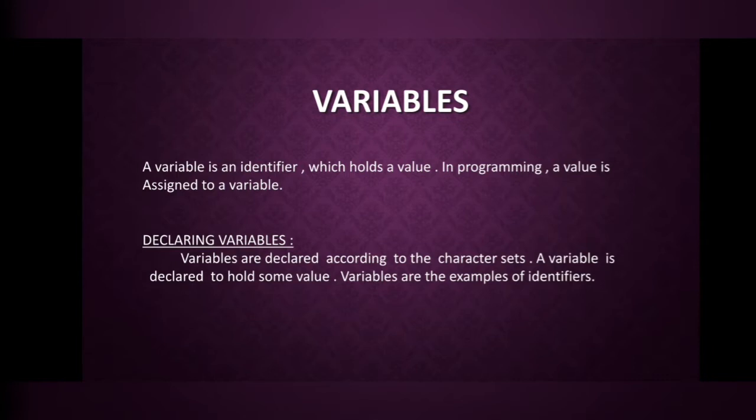A variable can be used to define the name of an identifier. An identifier is a name used to identify a variable, function, class, module or other object. In a previous video, I briefly explained about identifiers. If you want, please refer to that. Next, declaring variables. Variables are declared according to the Python character set. A variable is declared to hold some value. Variables are examples of identifiers.